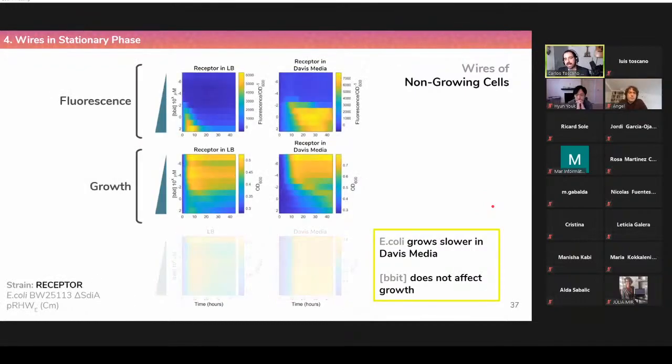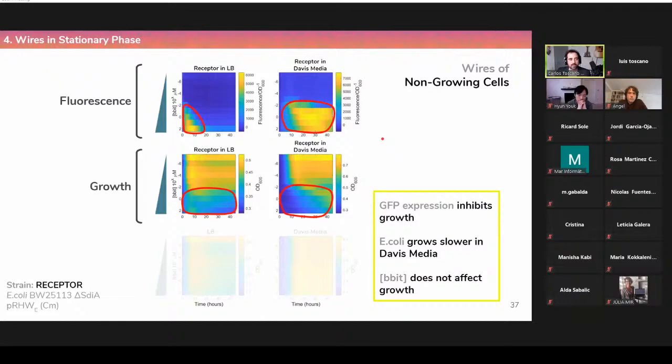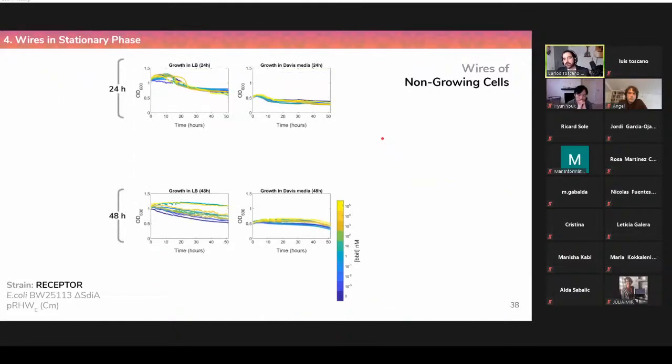Now, if we see what happens with the receptor strain, you can appreciate that even though we get some fluorescence in both cases, in LB and Davis media, it turns out that it negatively affects growth. And we know it cannot be due to a high concentration of BioBit. So GFP expression inhibits growth. Okay, that's something that we don't want to have. Let's switch to another strategy.